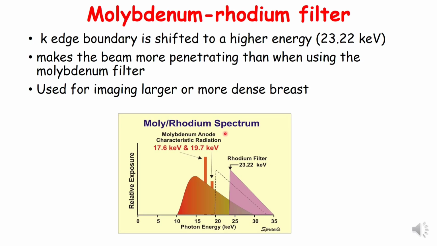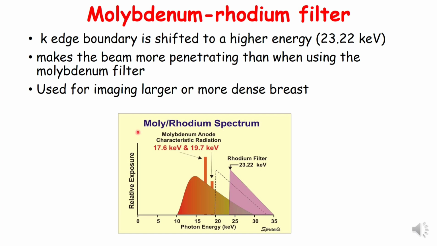Next, we have rhodium filters that are mainly used in rhodium and molybdenum target X-ray tubes in mammographic equipment. Rhodium filters attenuate X-rays depending on the K absorption of rhodium and allow X-ray energy levels of 20 to 23 keV to pass through it. It is mainly used for large or dense breast size.